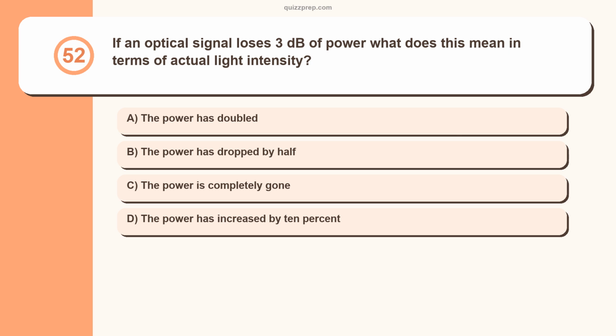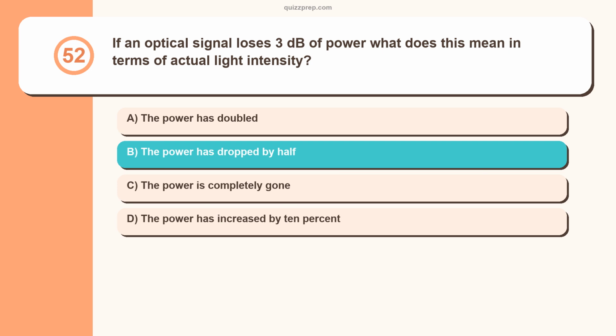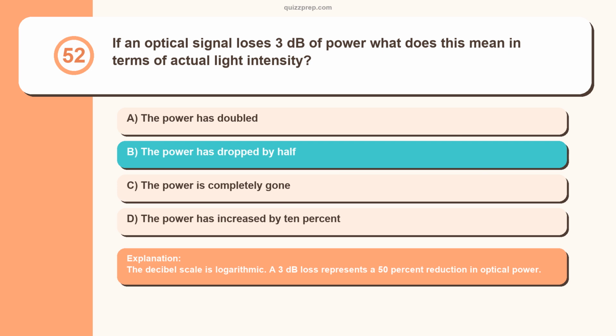Question 52. If an optical signal loses 3 dB of power, what does this mean in terms of actual light intensity? The power has doubled. The power has dropped by half. The power is completely gone. The power has increased by 10%. The decibel scale is logarithmic. A 3 dB loss represents a 50% reduction in optical power.